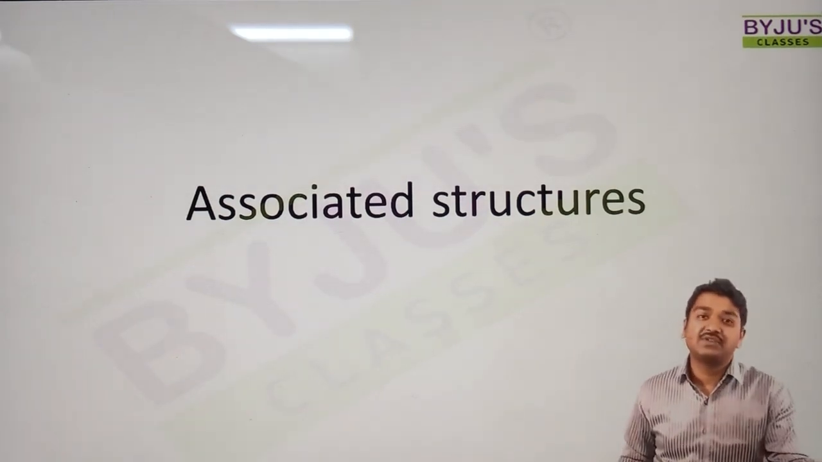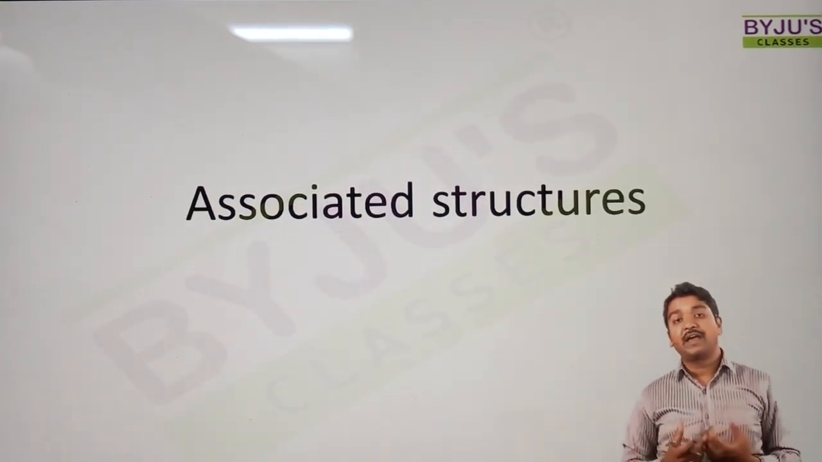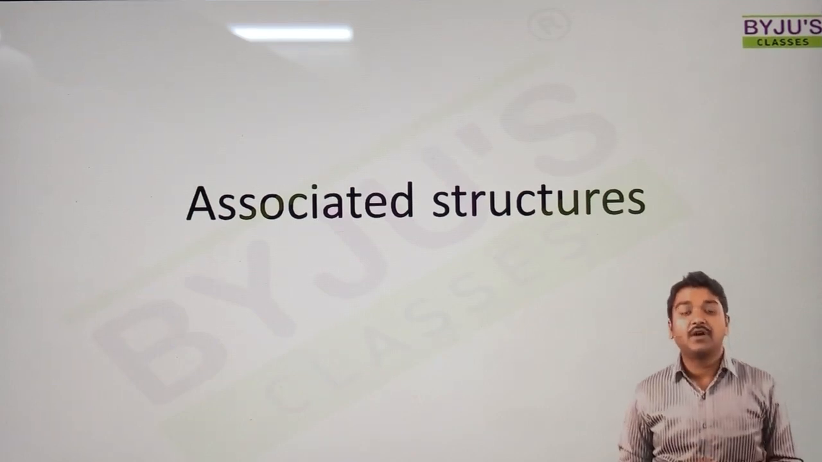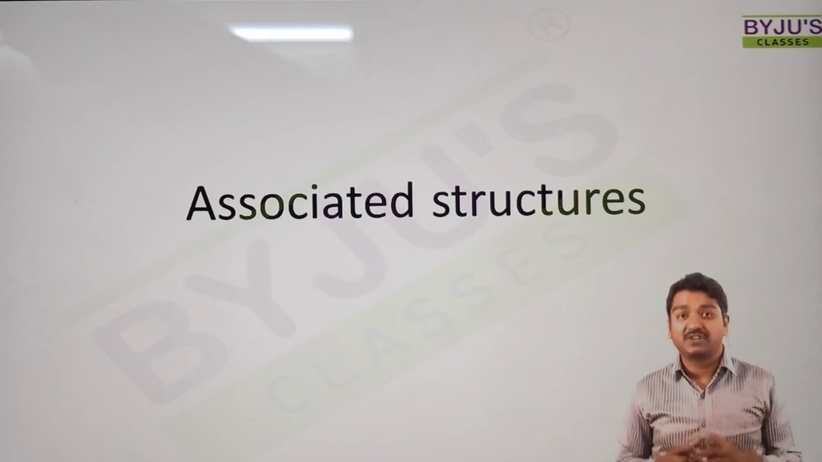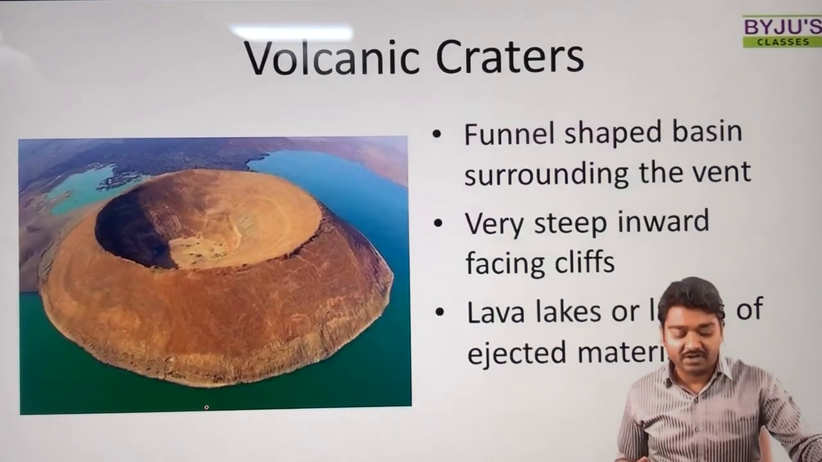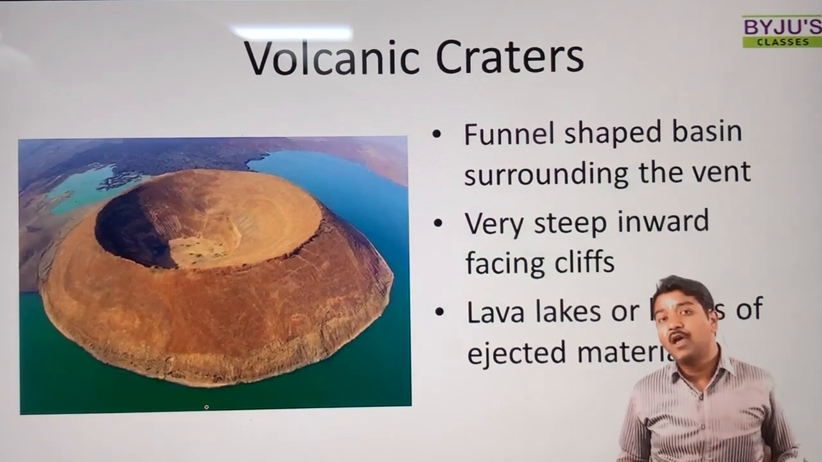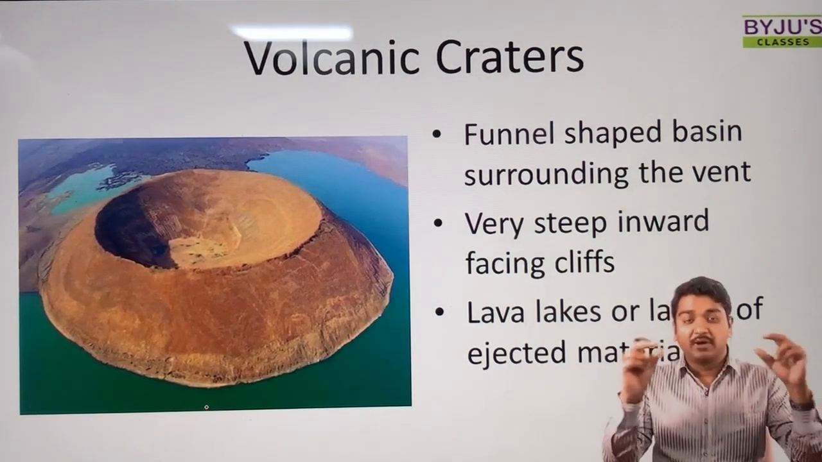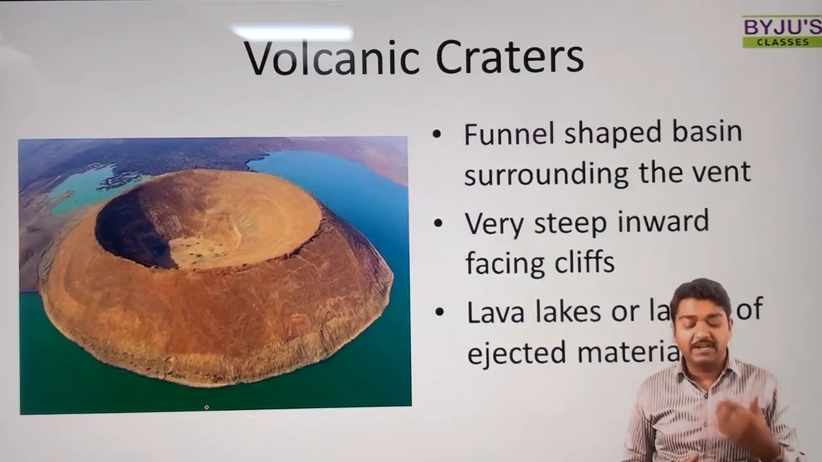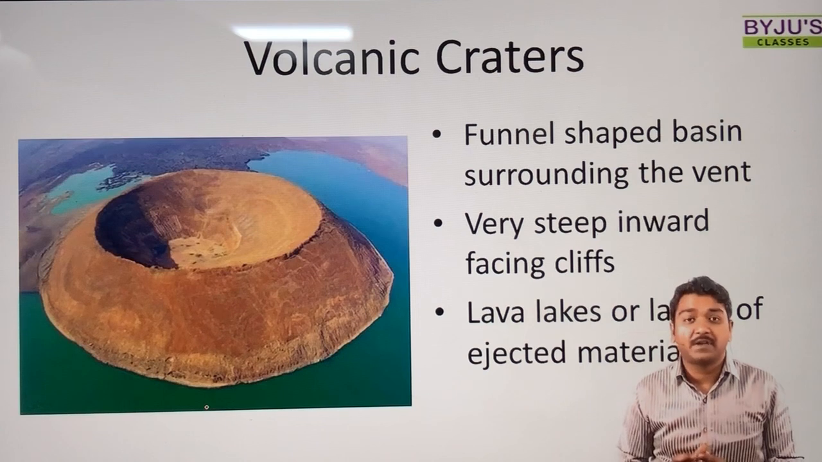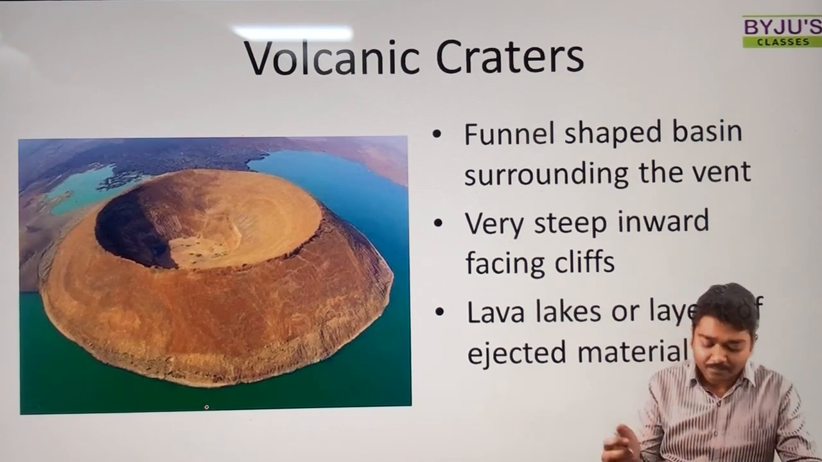So what are the associated structures? Whenever volcanic eruptions happen, a few structures are formed. It is not that when volcanic eruptions happen, you don't see any structure. I told you cone, shield, plugs and all. Let us see what are the different structures which form. We have seen what are the different types of rocks which are associated, right? Lapoliths, laccoliths, batholiths and all. But here we need to see through volcanic eruptions what types of structures are seen.